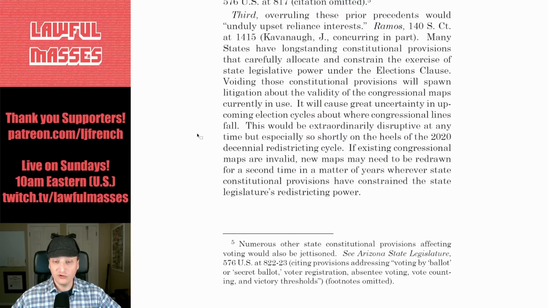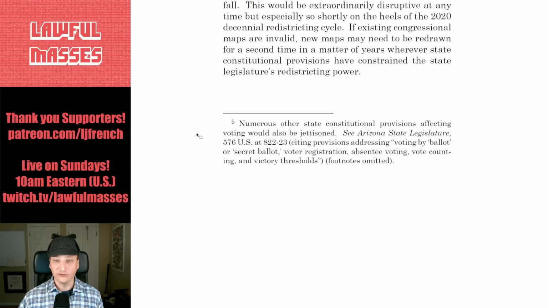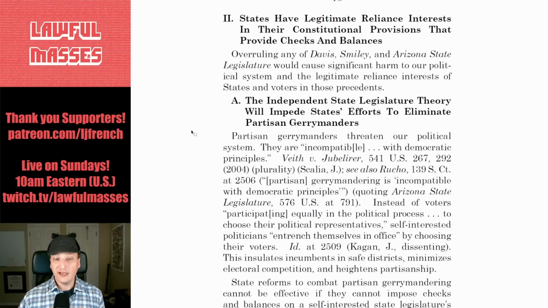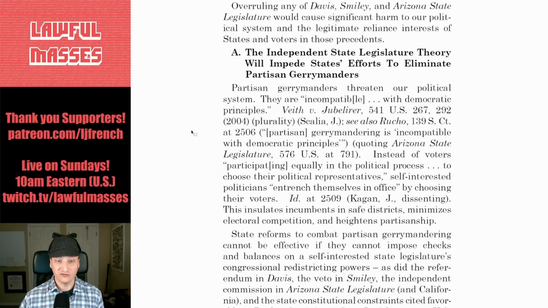This would be extraordinarily disruptive at any time, but especially so shortly on the heels of the 2020 decennial redistricting cycle. If existing congressional maps are invalid, new maps may need to be redrawn for a second time in a matter of years wherever state constitutional provisions have constrained the state legislature's redistricting power. Overruling any of Davis, Smiley, and Arizona State Legislature's provisions would cause significant harm to our political system.